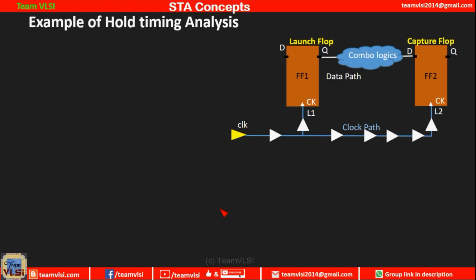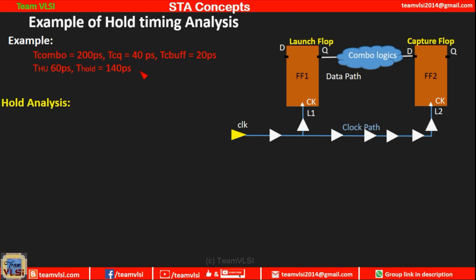So suppose we have a combinational delay of 200 ps here, and the clock to Q delay is 40 ps, and each clock buffer has a delay of 20 ps, sorry. The hold uncertainty of the clock is 50 ps, and the hold time of this flip flop is 140 ps. Suppose we have this much data. So let's analyze the hold timing analysis.